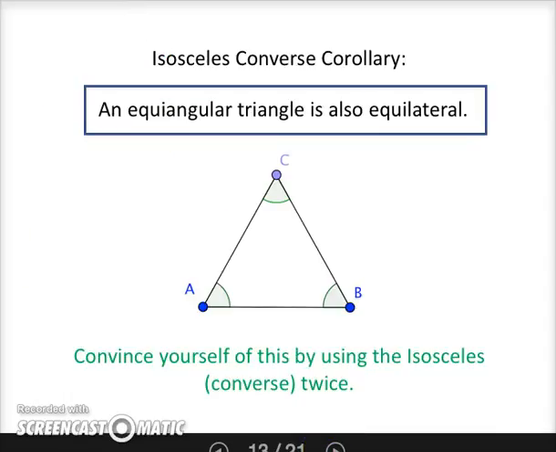Okay, now the isosceles converse also has a corollary, just one. An equiangular triangle is also equilateral. And you can convince yourself of this by using the isosceles triangle theorem converse twice. Try it.